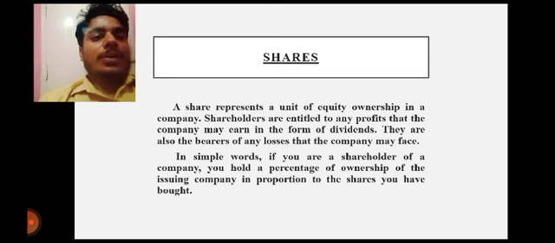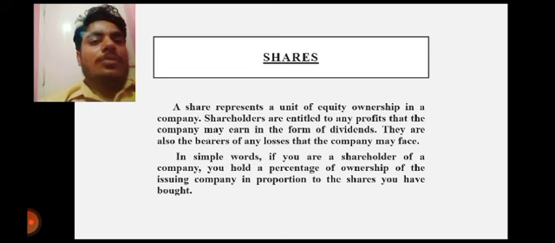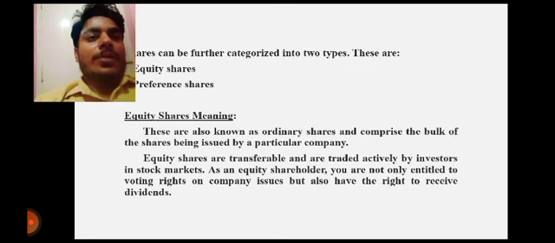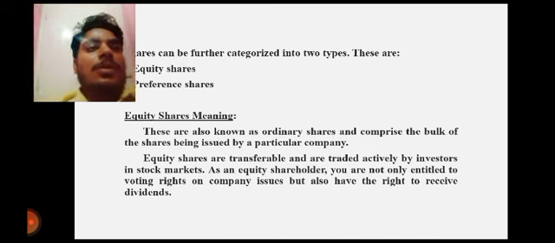In simple words, a share makes you a shareholder of the company. You hold a percentage of ownership of the issuing company in proportion to the shares. After the meaning of shares, we are going to discuss the further classification into types.